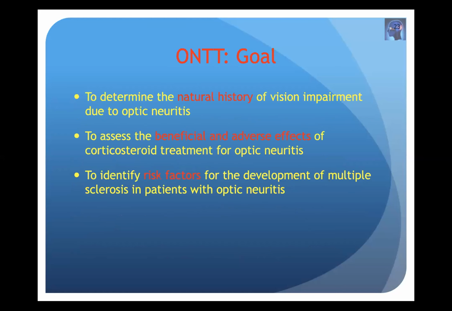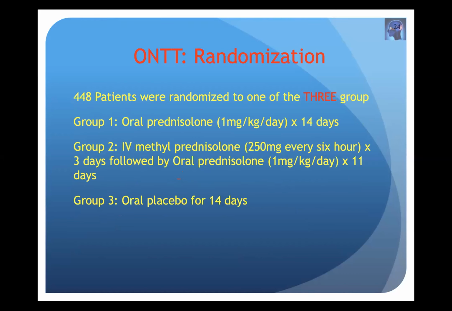ONTT was designed to determine the natural history of vision impairment due to optic neuritis, to assess the beneficial and adverse effects of corticosteroid treatment for optic neuritis, and to identify risk factors for the development of multiple sclerosis in patients with optic neuritis. A total of 448 patients were randomized to one of three groups.